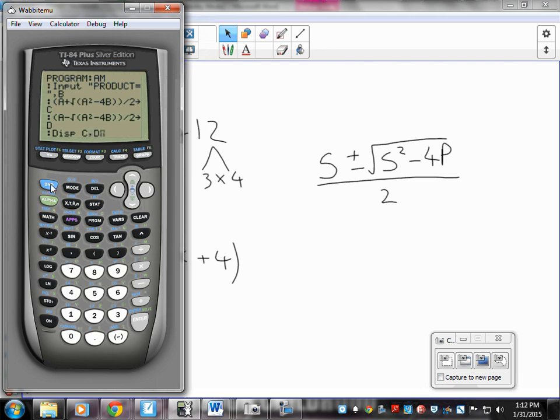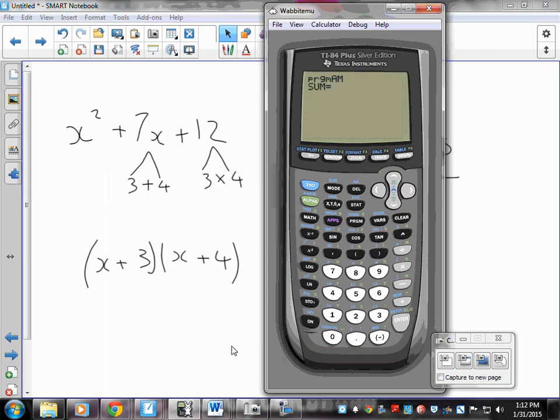Let's see if this works. Second function quit. So here we go. Program, execute AM. So the sum, in this example, needs to be 7. And my product, 12. There we go. 4 and 3. And that's how we can find two numbers given the sum and product.